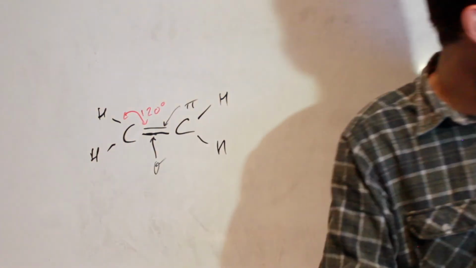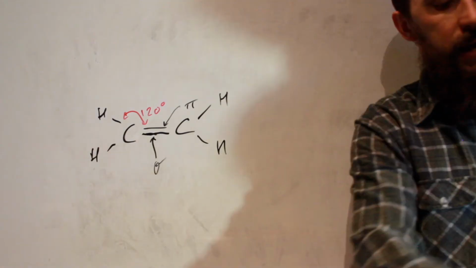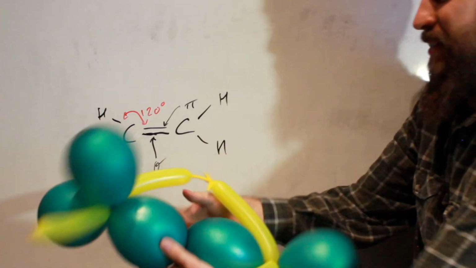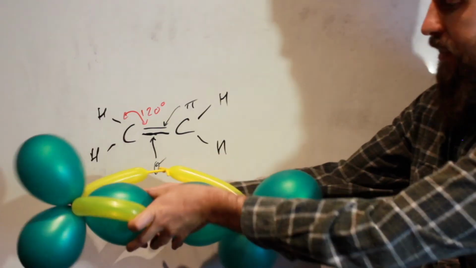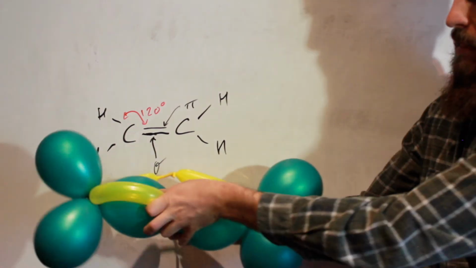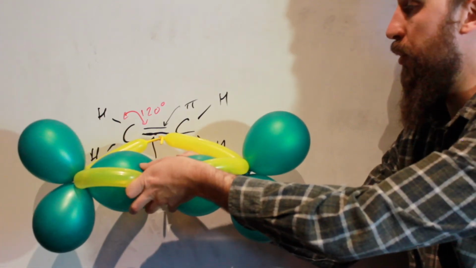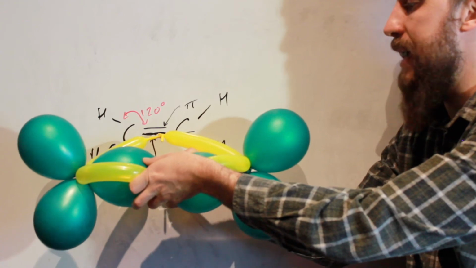all around. So if I get my model back, which was this one here, oh no, it's come apart a little bit. If we look at this, let's just pretend they're tied up like that, we can see that there are no balloons, no orbitals or bonds going into or out of the board. They are all on the same plane.